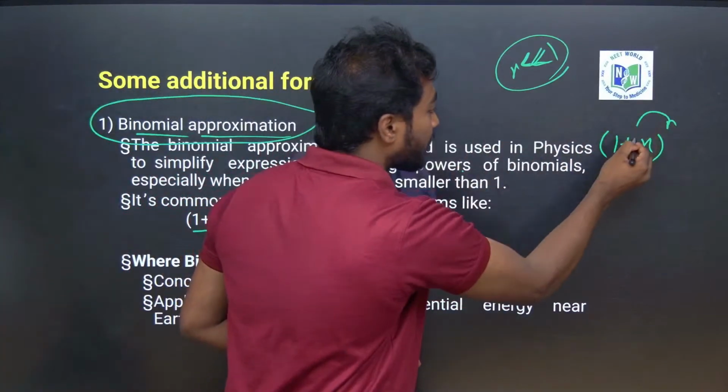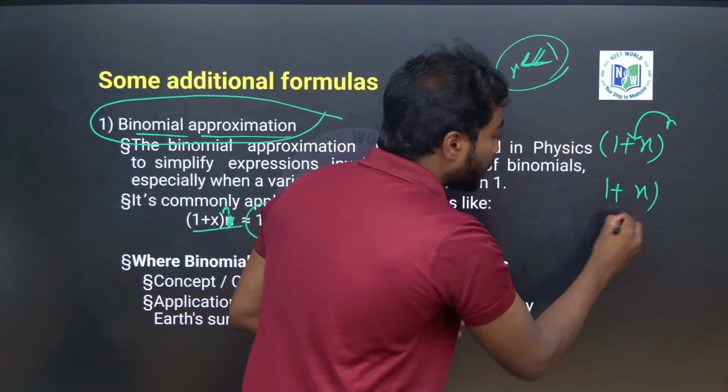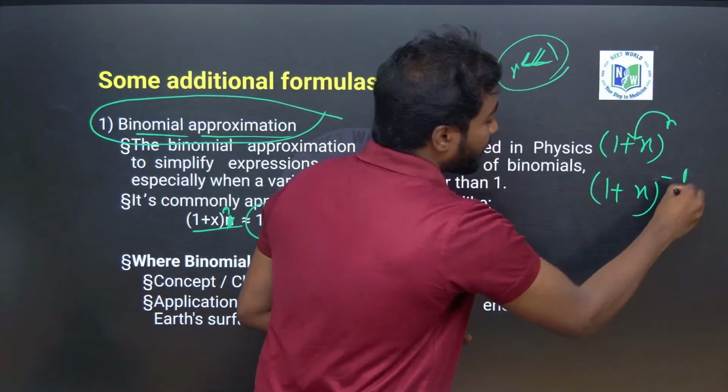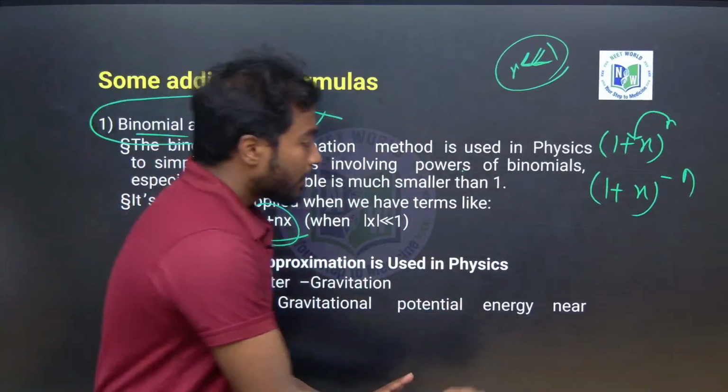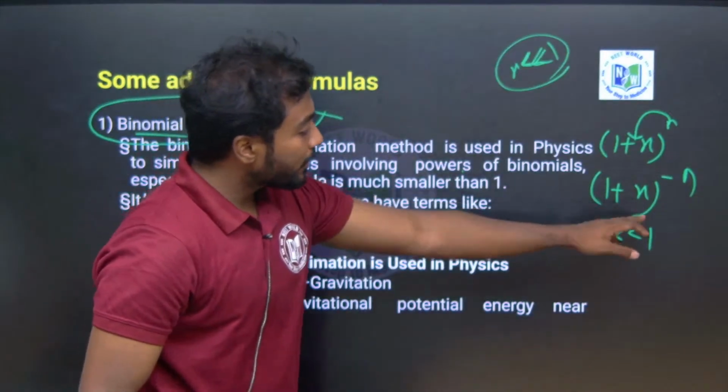Take this n and substitute in front of x. Suppose 1 plus x power minus n is there, where x is much smaller than 1. What should I write here now?